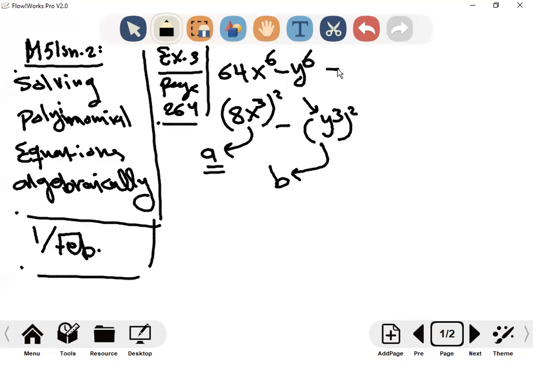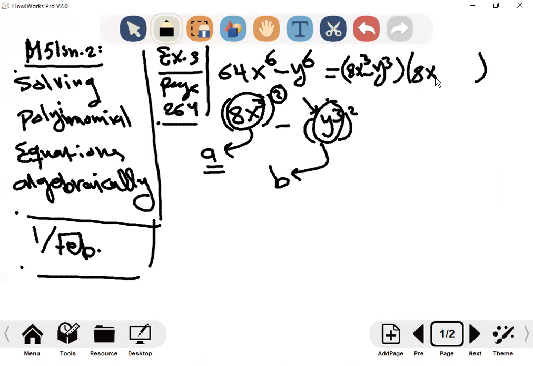This is equal to A minus B. What's A? 8x power 2. Sorry, 8x power 3. This is A, the something with power 2. 8x power 3 minus B. So A minus B. What's B? y power 3. Multiply A plus B. What's A? 8x power 3 plus y power 3. Right? صح؟ طيب.